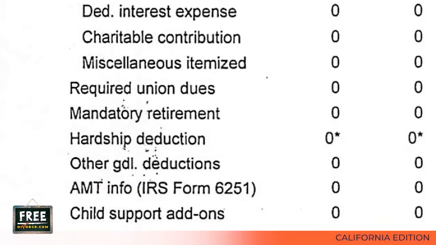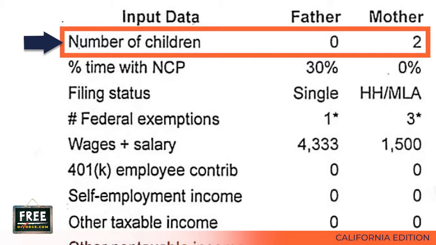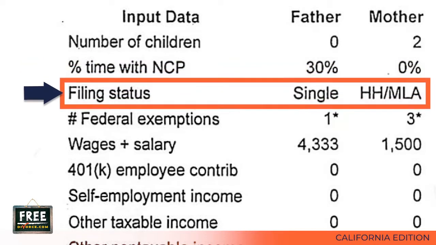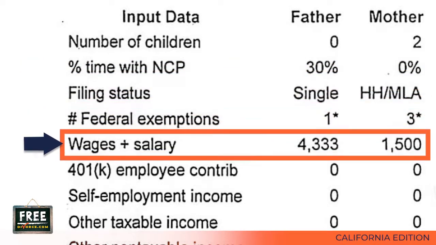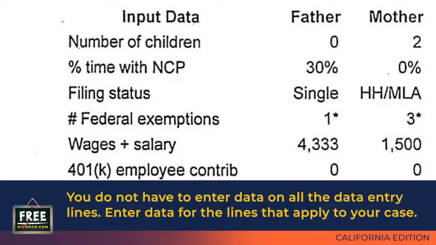For example, if you have children, you're going to indicate how many children you have by your marriage, state the custodial timeshare percentage, indicate your income tax filing status, state the amount of each party's salary or wages, etc. If you don't have children, just skip the data entry lines that pertain to children. Do I have to enter data for all of the data entry lines? No. You're going to leave most of the data entry lines blank because you're probably going to find that most of the data entry lines do not apply to your situation.